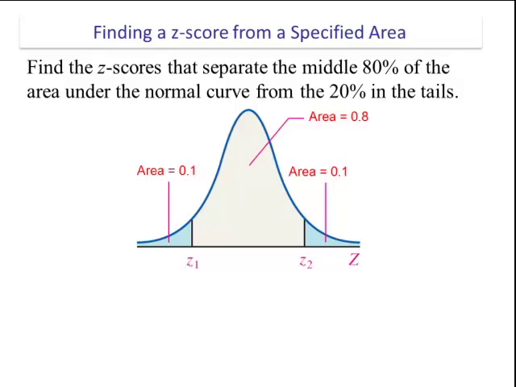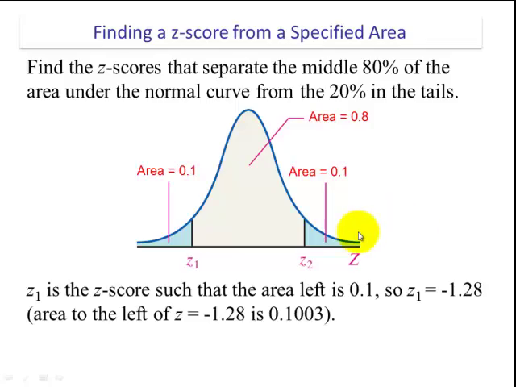Find the z-score that separates the middle 80% of the area under the normal curve from the 20% in the tails. So if we look at the picture here, this middle is 80%, and we have a tail here and a tail here. These two tails add up to be the remaining 20%. Therefore, this is symmetric. This is 10%, and this is 10%. So our first z-score, the area to the left is 0.1.